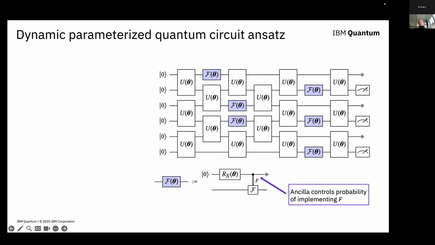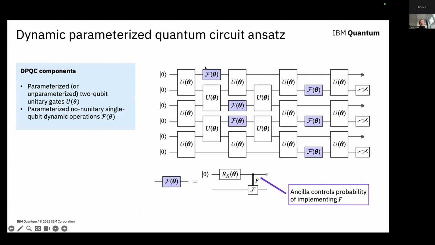Good. So what's the model that we're looking at? This looks like what you've probably seen a couple of times, a parameterized unitary ansatz, right? What's different here? Well, we do have those purple boxes in between, which are now non-unitary operations. We consider them as dynamic operations. So basically here we consider that the two-qubit gates are either parameterized or non-parameterized, but they're unitary. And the single-qubit gates here are now non-unitary.